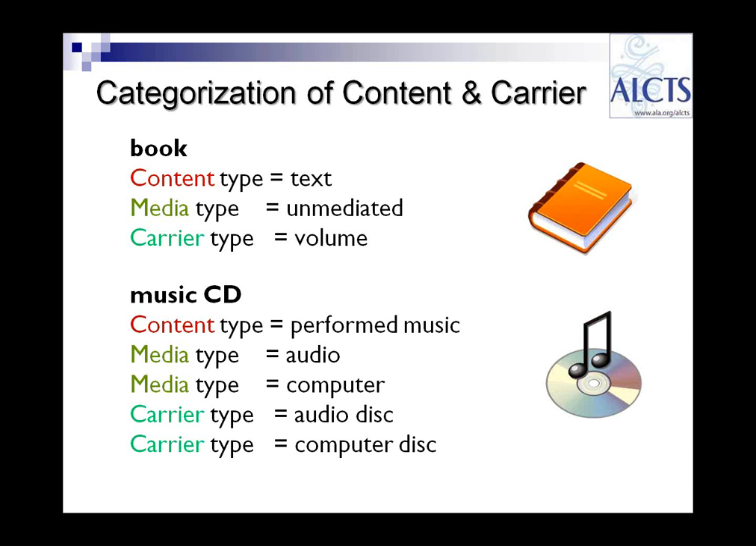Here's just a few examples. So for a book, I would be recording content type, media type, carrier type like this. I could use an icon if I wanted. I could use a term. When I look at a music CD, it has one content type. But in RDA, I don't have to choose whether I'm going to emphasize the audio part or the electronic part. I can bring out both aspects by using 2 media types and 2 carrier types.